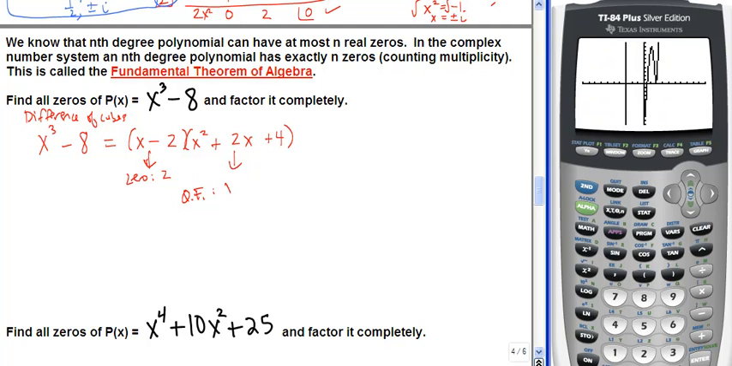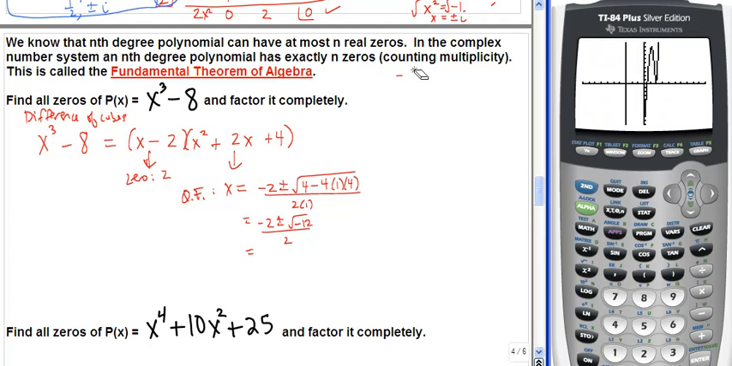So x equals minus b, so the opposite of this 2 would be minus 2, plus or minus the square root of b squared, which becomes a 4, minus 4 times a, which is 1, times c, which is 4, all over 2 times a. And this reduces to negative 2 plus or minus the square root of 4 minus 16, which is negative 12.